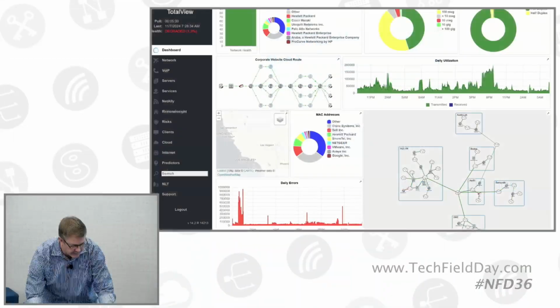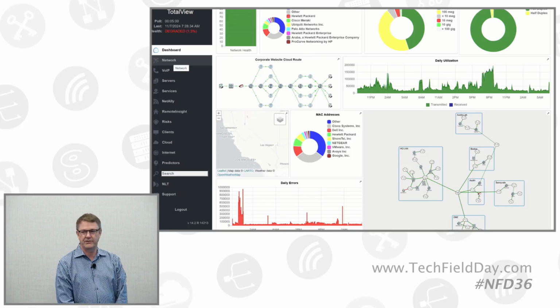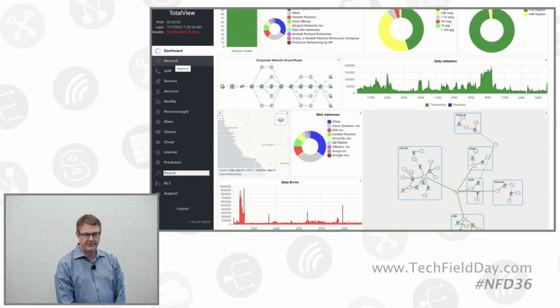What we're going to do is a quick demo of TotalView to show how easy it can be used to troubleshoot network problems. First of all, the software is going to deploy on a Windows server, typically in your data center, on a virtual machine. This could also be deployed in the cloud, but typically it's on-prem. You host it yourself.